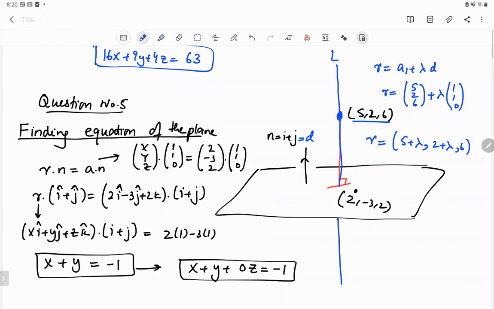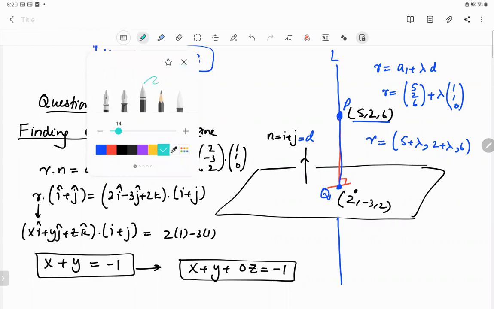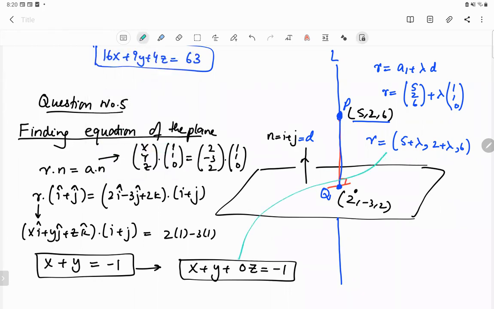We call this (5, 2, 6) as P. And this point, where the point of intersection of the line and the plane, we call it Q. Now we have to find the coordinates of Q. In order to find the coordinates of Q, we will solve the equation of the plane and the line simultaneously, and we will insert these values in this plane.